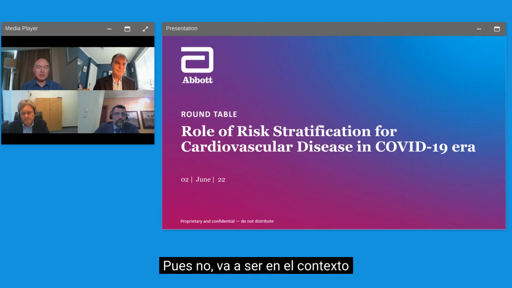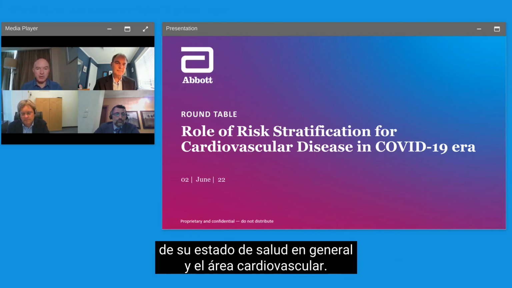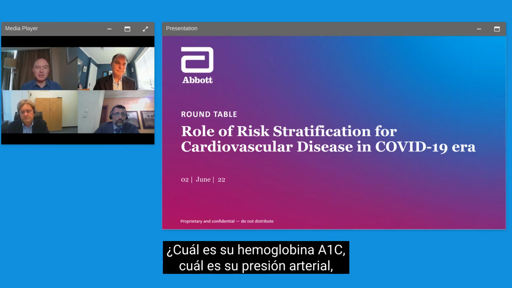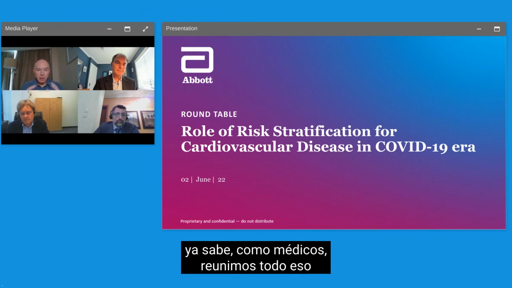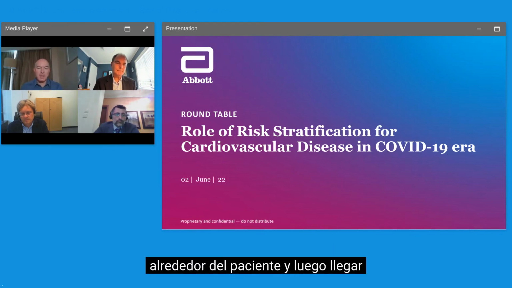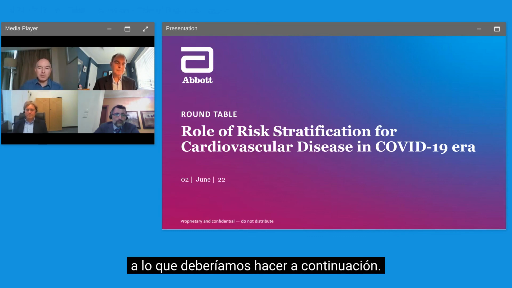Well, no, it's going to be in the context of their overall health status and cardiovascular risk. What's their hemoglobin A1C? What's their blood pressure? What's their total to HDL ratio? What's their Lp(a)? What's their hsCRP? I think it's fascinating that as physicians, we pull all that together around the patient and then come up, based on a predictive algorithm, with what we should be doing next.